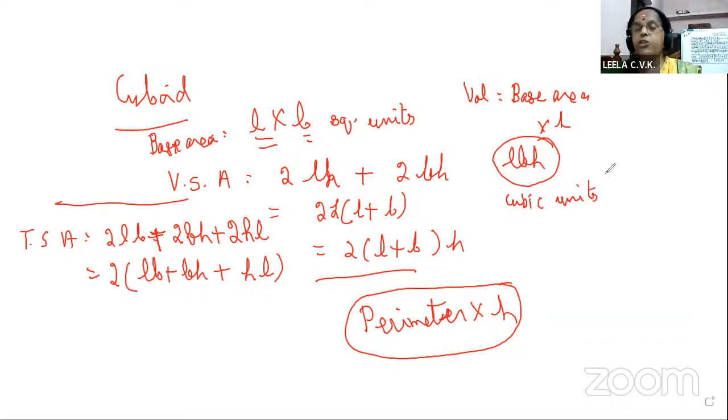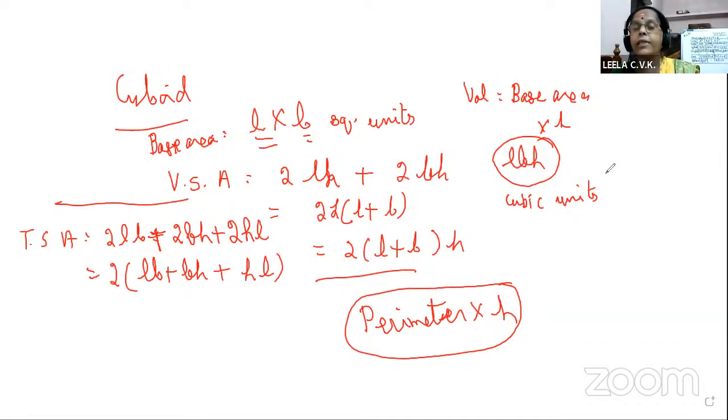Cubic units. So for area, if you solve everything correctly but make a mistake in the unit, you will not get the mark. At least 1 mark will be gone there, so you have to be very careful. Area is in square units, and volume is in cubic units.